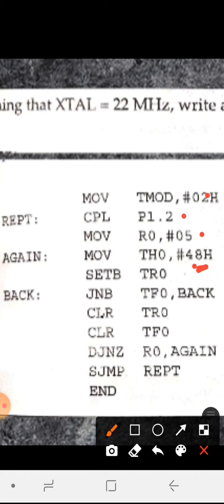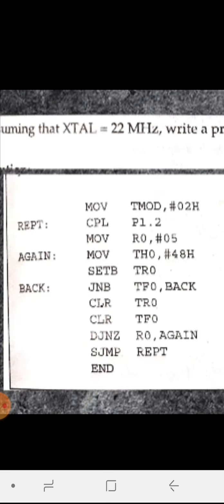Then we are saying SETB TR0, that is you are starting up the timer and you are continuously checking the status of your TF0 until the timer rolls over. Once it rolls over, you have to stop the timer, you have to clear the timer flag, and this is to check the contents of your counter, that is your R0, until it reaches 0. You will keep on continuing, and once done, this instruction is used to continuously get the train of pulses, and this is the end of the assembly program. So this is about mode 2 programming.